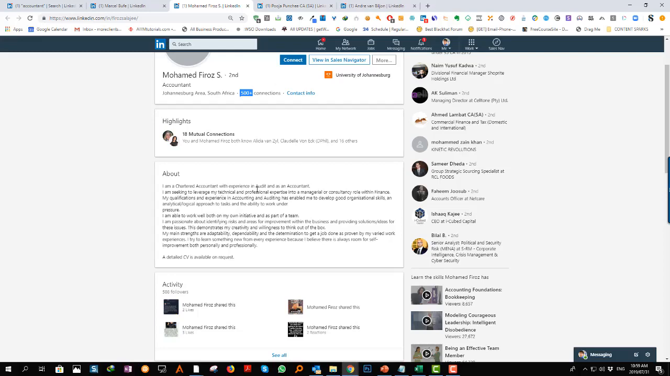It says, I'm a chartered accountant with experience in audit and as an accountant. Okay, so far, don't know. I've got to read on. And look how badly this is formatted. Okay, it's horrible. Put some lines in between, for goodness sake. He's making me work really hard to read this. So I'm seeking to leverage my technical and professional expertise to a managerial consultancy role within finance.